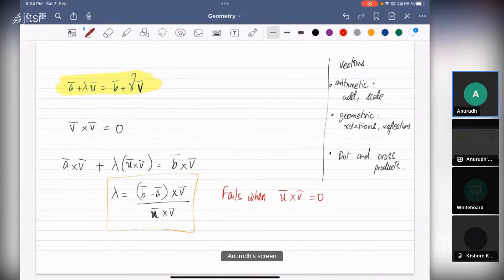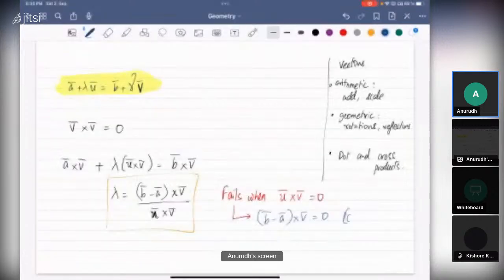And when u cross v is zero, then you can just use this equation instead, where you just have a cross v equals b cross v. In 2D geometry, the cross product gives you a number, so you just need to check if these two numbers are the same. If they are the same, that means the lines are the same. There are infinitely many solutions; you can choose any lambda you want. And if they're not the same, that means the lines are parallel, so you don't have any solutions. So in this case, what we do instead is check the equation (b minus a) cross v equals zero.